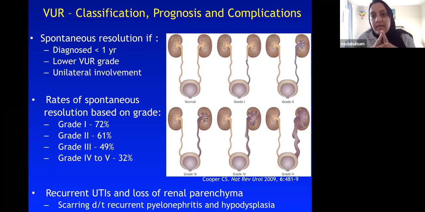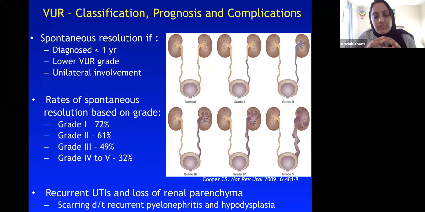So low grade reflux can resolve, and people have developed these algorithms, and we basically use them in our practice too, where essentially if you have grade 1 reflux, the chance of its spontaneous resolution by the time you're potty trained, or like 1 year of age, is 72%, but by the time you reach 5 years it is almost 80 to 90%. Whereas if you have high grade reflux like grade 4 and grade 5 reflux, the chance of it completely going away is low. It may get better. So it may get better from grade 5 to grade 3, but the chance of it completely going away is not high.